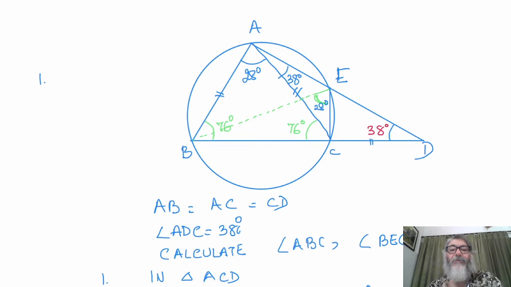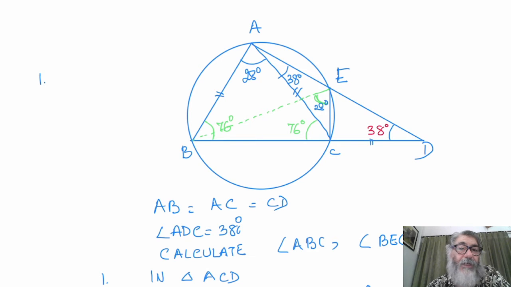If two sides of a triangle are equal, then the angles opposite to them are equal. So we calculated CAD to be equal to CDA, 38. Then we said that the exterior angle of this triangle is 76: 38 plus 38, angle ACB will become 76.